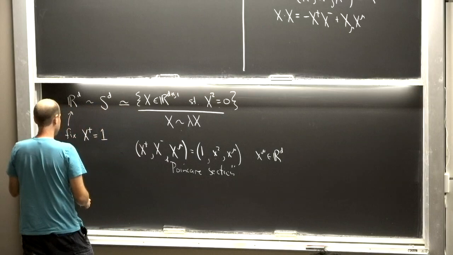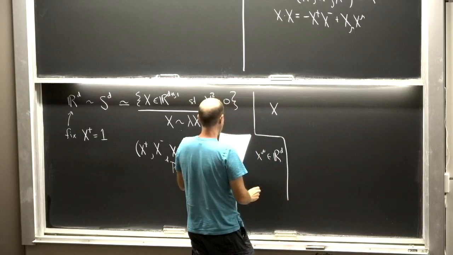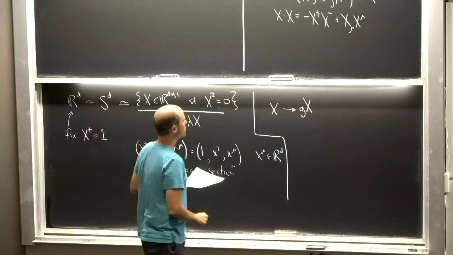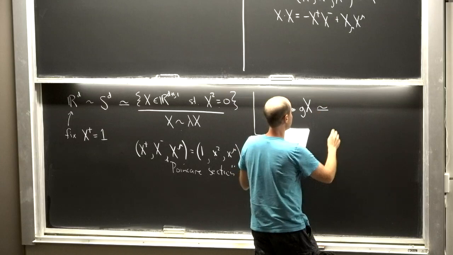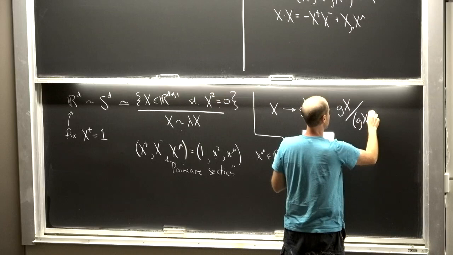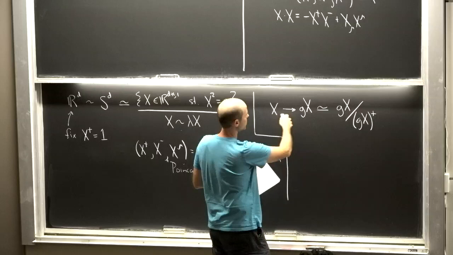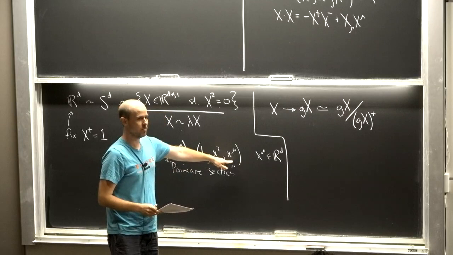So overall, what we do is we start with some point x, and we apply a conformal transformation. So we get gx, where g is an element of the conformal group. And then we have to use the gauge redundancy to rescale gx by dividing by gx plus. And this combined map, if you start on the Poincaré section and end on the Poincaré section, actually is the nonlinear action of the conformal group on this little x-coordinate.